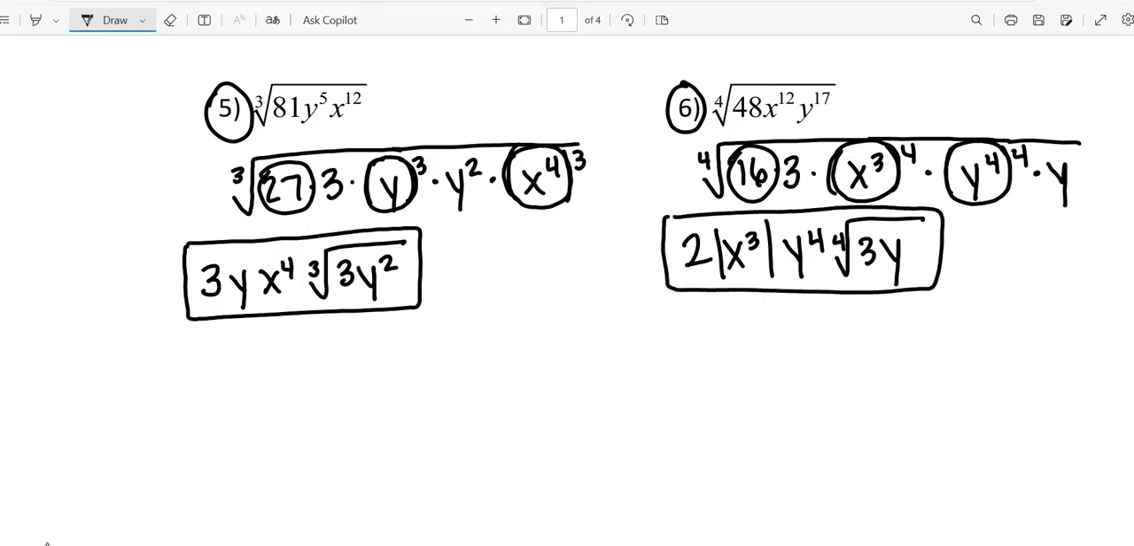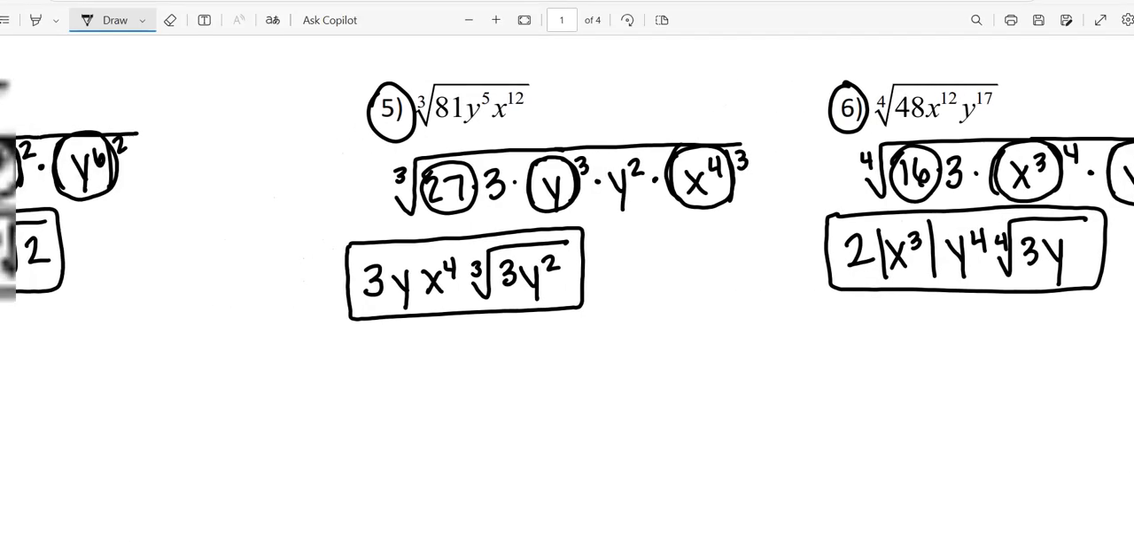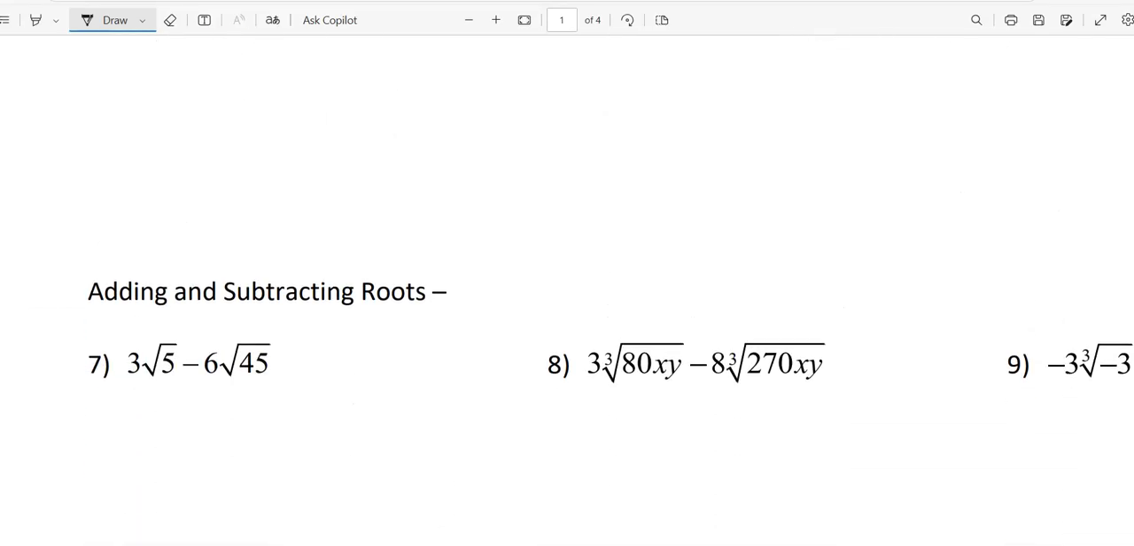Who got that right on their own? Good. What questions do we have? On the 3rd page. All right, nothing. Oh, adding and subtracting.